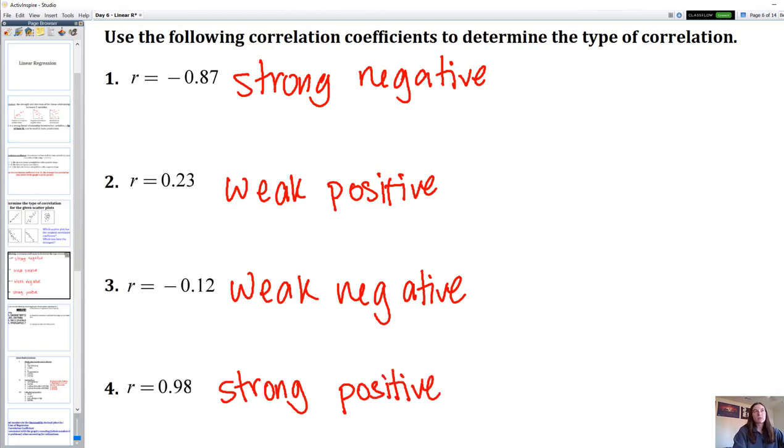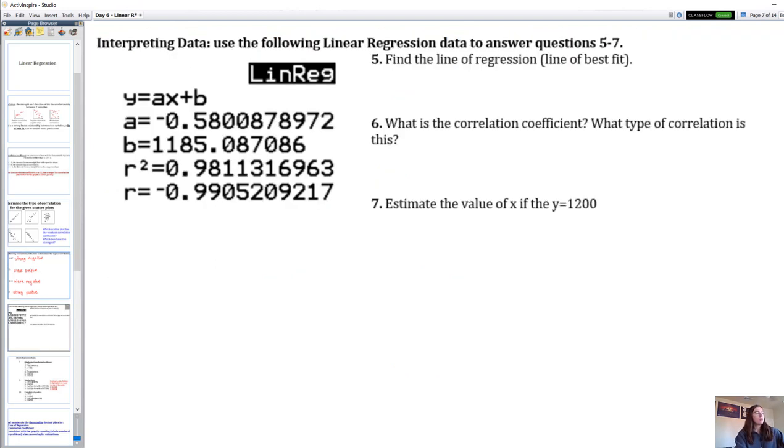So now let's use this information. Here we're going to be interpreting some data. We need to find the line of regression, aka the line of best fit, the correlation coefficient and what type of correlation it is, and then estimate the value of x if y is equal to 1200. So once we do some stuff in our calculator, we're going to get a screen that looks like this, and I'll show you how to do that in a second.